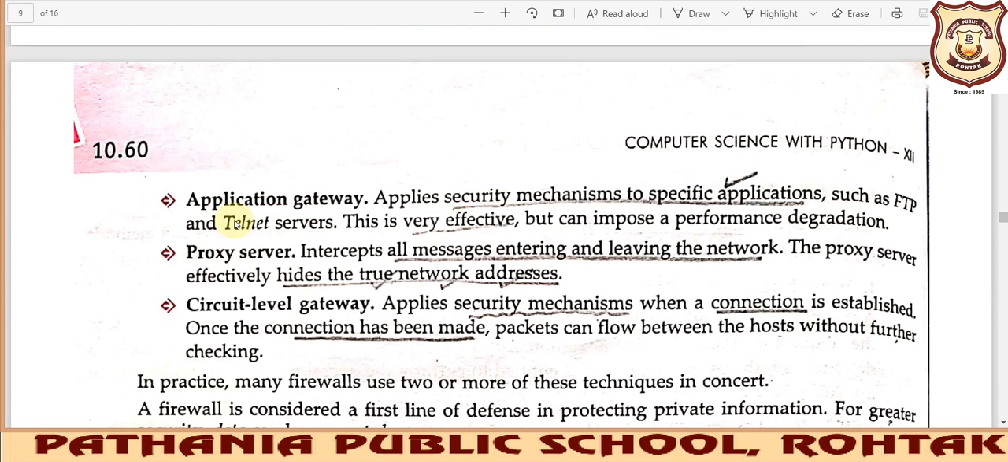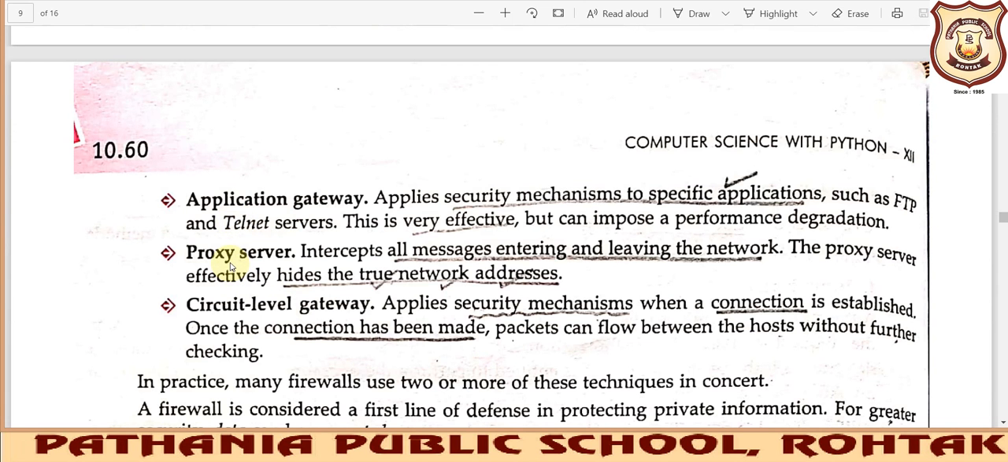Next comes your application gateway. It basically applies security on a specific application, that if you don't want to use such an application, it should be banned. That particular application should not be allowed access in your network. Okay, next comes your proxy server.